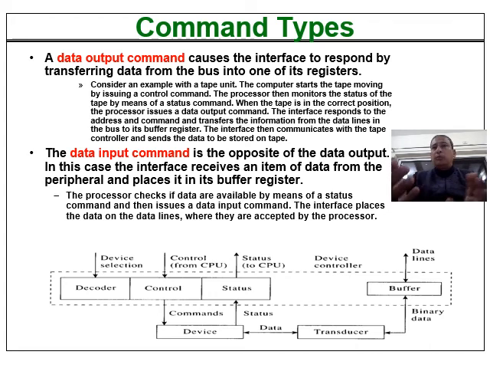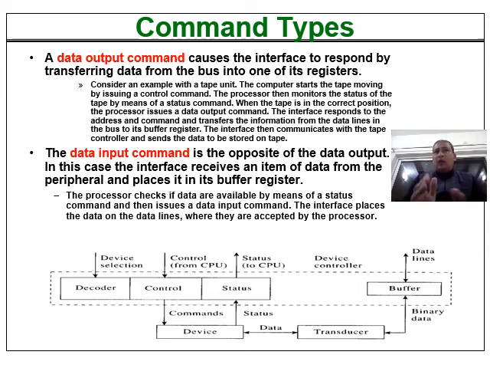What the data output command does is that the information generated by the CPU is placed in the buffer. From the buffer, it is converted into a form that is understandable by the device with the help of the transducer, and from the transducer it is passed on to the device.